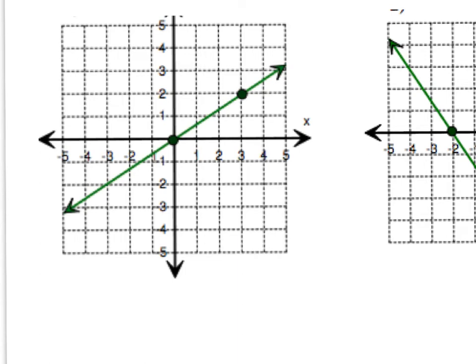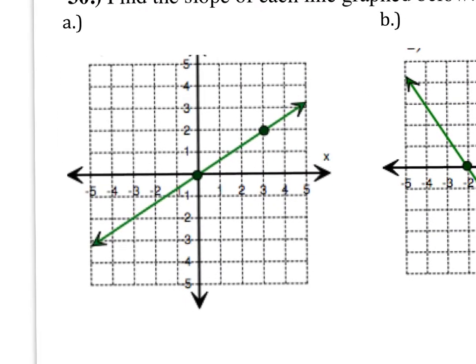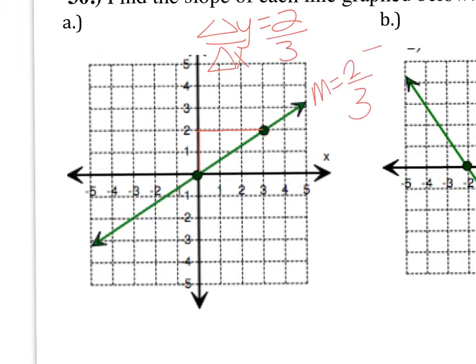Chapter 2, Part 3, we are going to start by finding the slope of each of these lines graphed below. So this is number 30A. We're going to start by making a slope triangle for the 2 points that are given. So we are going to go up 2 units and over 3. So change in y is 2. Change in x is 3. So our slope is going to be, I'm going to say m equals 2/3.